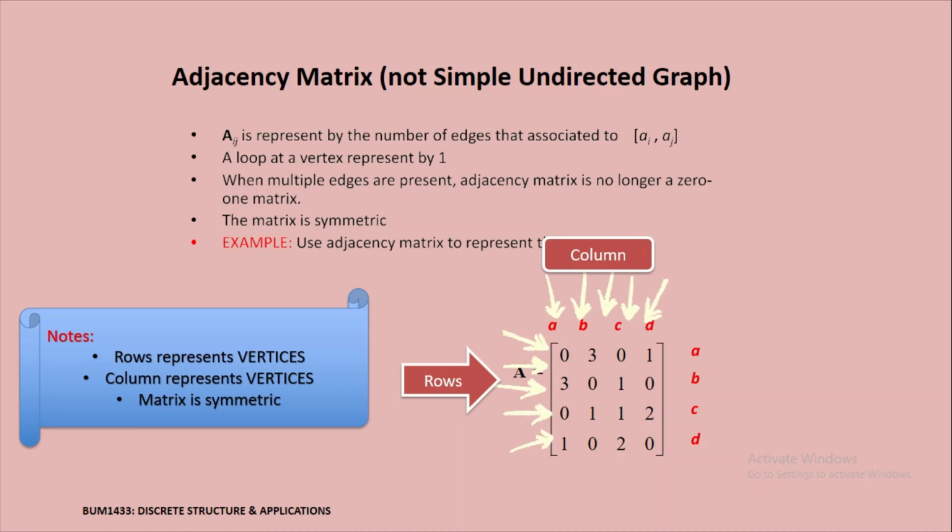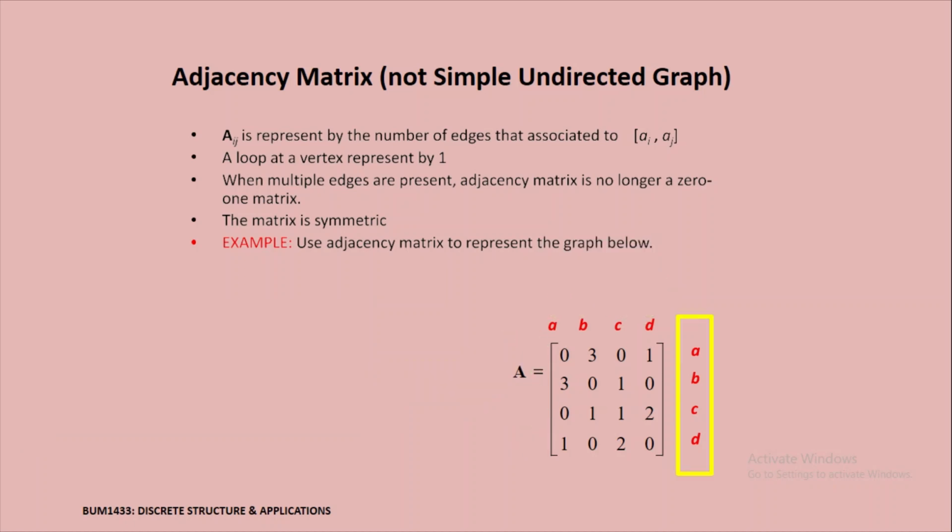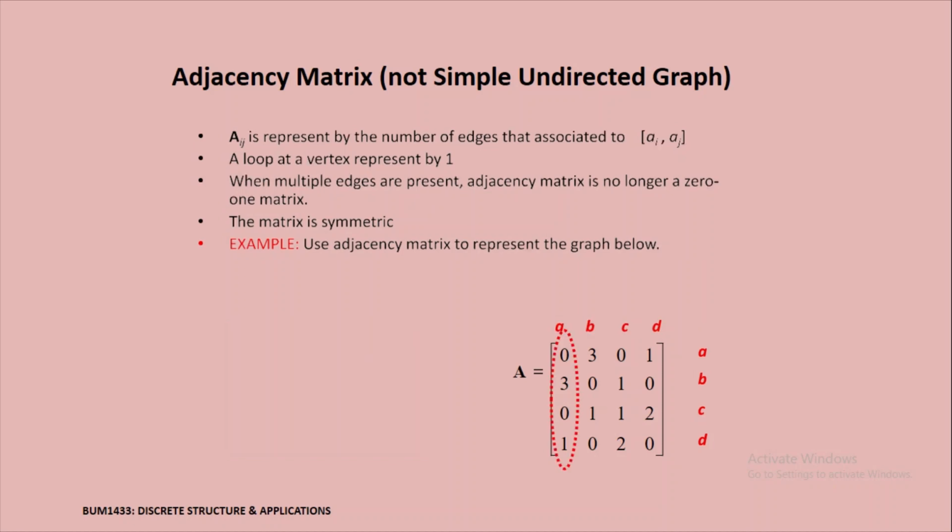So we know that this is row and this is column. We have 4 rows and 4 columns here. So in this matrix, the rows and columns represent vertices. So we have the points A, B, C, D. So we draw our vertices with the points A, B, C, D.